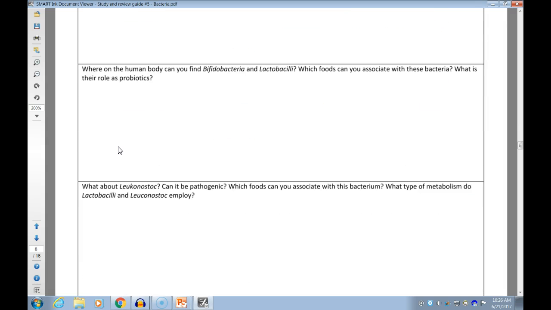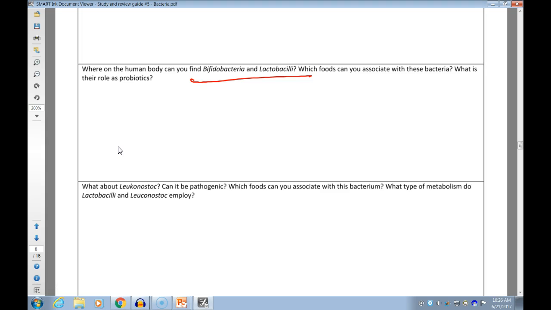Where in the human body can you find Bifidobacterium and Lactobacilli? Components of vaginal microbiome, bifidobacteria, lactobacilli also can be found in the gut. Foods, not so much with bifidobacteria, lactobacilli, all lactic fermentation. Okay. What is the role of probiotics? The answer is they are probiotics. That's it. No, seriously, that's it.